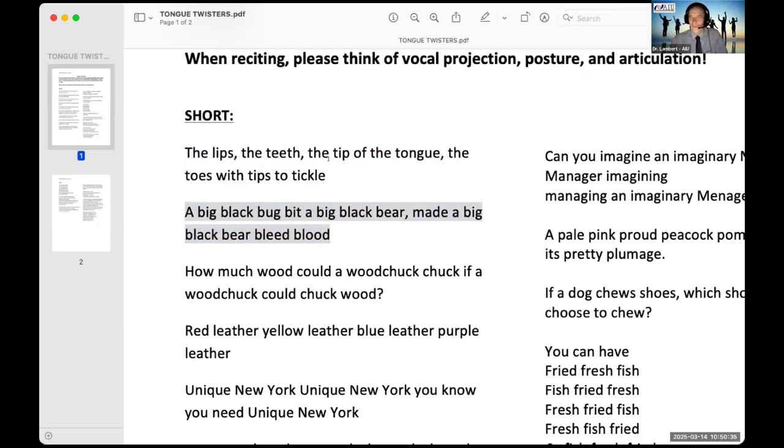Justina is ready to go. Okay, go for it. The big black bug bit a big black bear, made a big black bear bleed blood. Woo! Yeah, good. Okay. Try it again, a little faster.